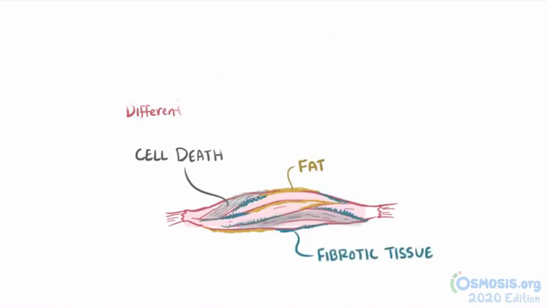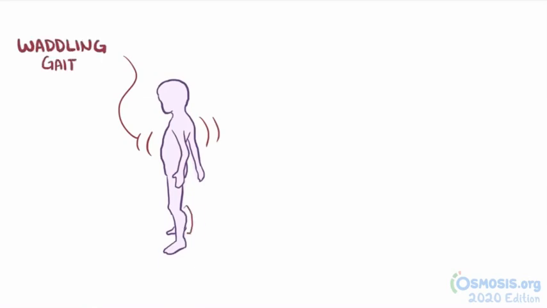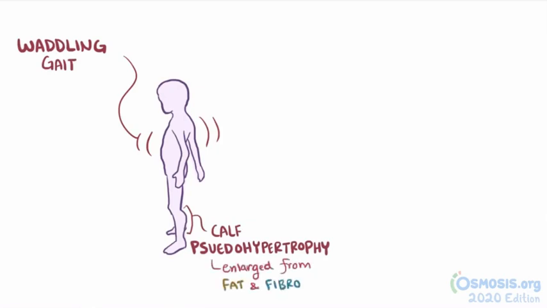This process is particularly noticeable in the legs, and children with Duchenne muscular dystrophy begin to walk later in childhood, and they have a waddling gait, and they tend to develop calf pseudohypertrophy, where they have visibly enlarged calves, which are large because of fat and fibrotic tissue rather than muscle tissue.